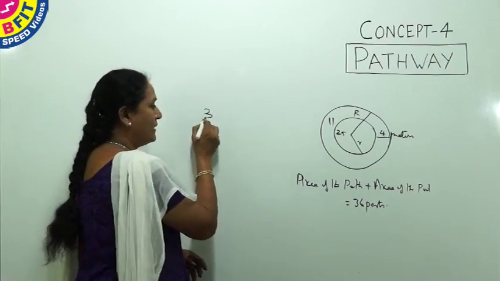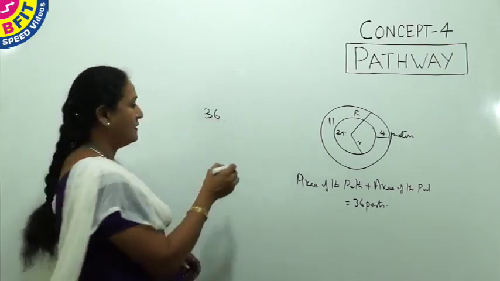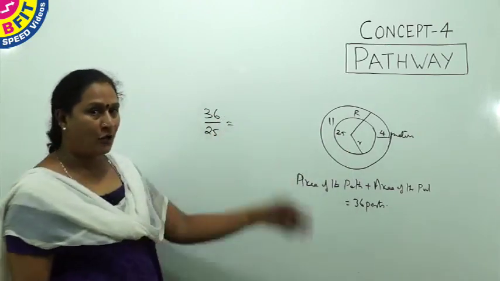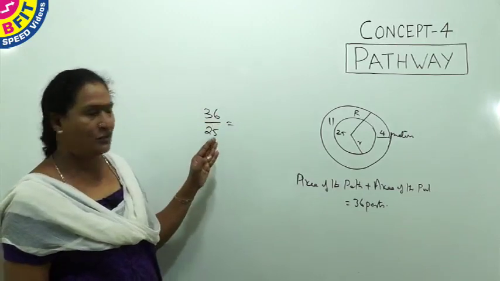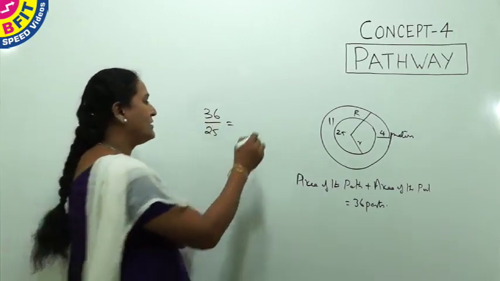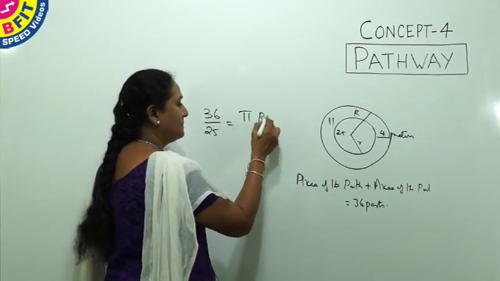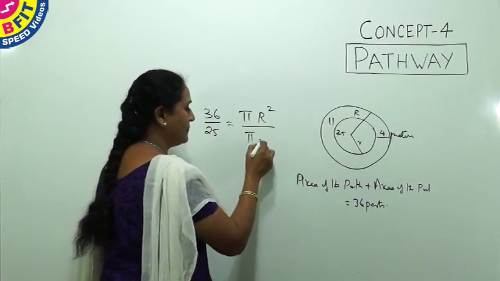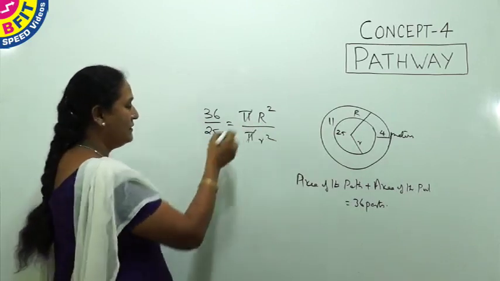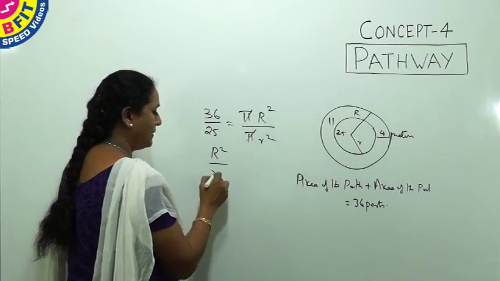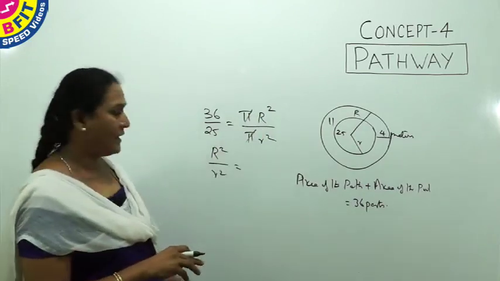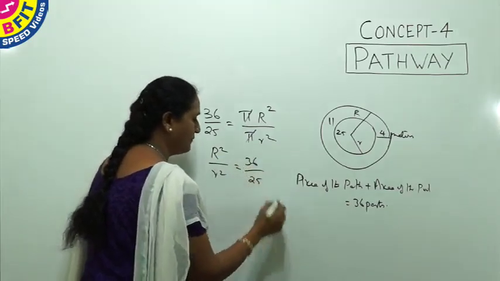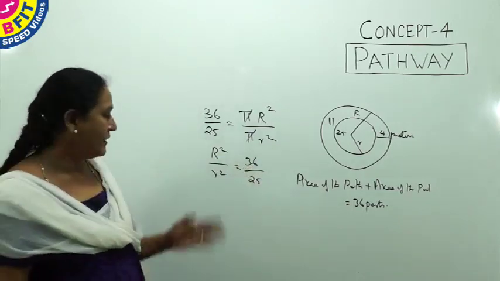So now the area of the bigger circle is 36 parts and the area of the smaller circle is 25 parts. So here we have got the ratio 36:25. What is the area of the bigger circle? It is pi r square. And what is the area of the smaller circle? It is pi r square. So when we cancel, we have got the bigger circle radius square by the smaller circle radius square as 36/25. And from this we can find the ratio of the radius.